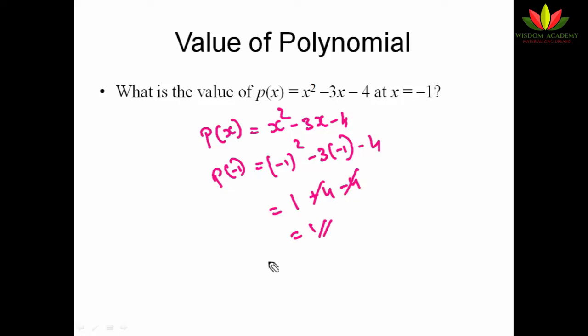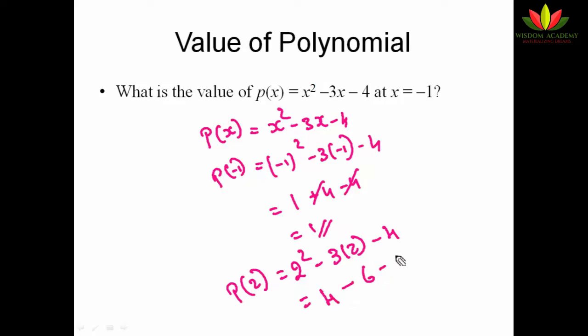Similarly, if I want to find the value of the same p of x where x is equal to 2, my p of 2 will be 2 square minus 3 into 2 minus 4. This will result in 4 minus 6 minus 4, which results in minus 6. So this is the value of the polynomial when x is equal to 2. Similarly, we can find the value for whatever value we want. This is known as the value of a polynomial.